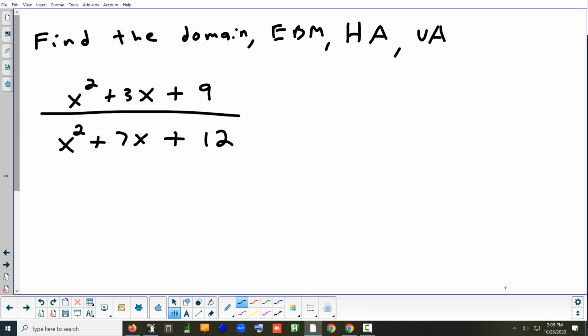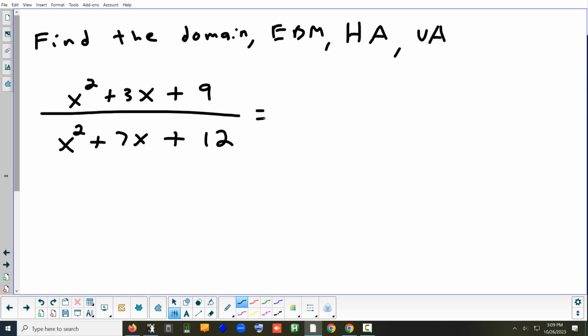All right, so this one, we're going to do a few different things. We're going to find the domain, the end behavior model, the horizontal, and the vertical asymptotes. A couple of those are going to be kind of tied together, so we won't have to necessarily do 4 separate things, but maybe a few different things. So let's start by finding the domain.